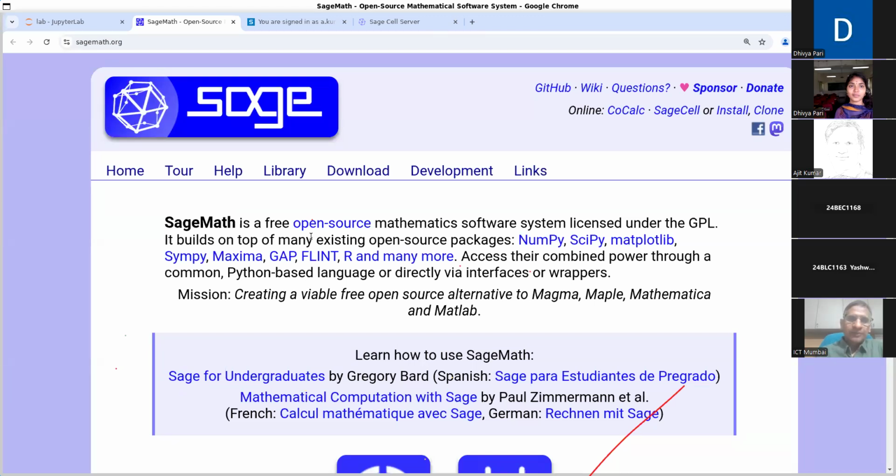So this is also what is called a computer algebra system. When I say computer algebra system, what does it mean? You have seen MATLAB last semester, all of you have used. MATLAB is also a computer algebra system. So in MATLAB, what are the things that you can do?